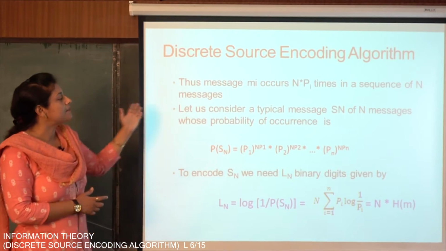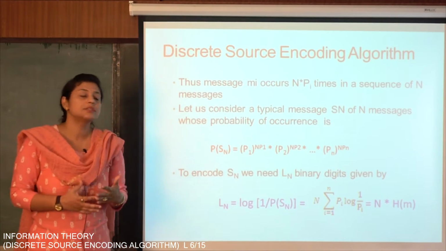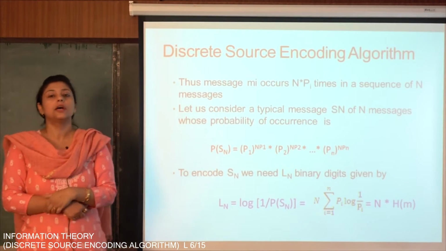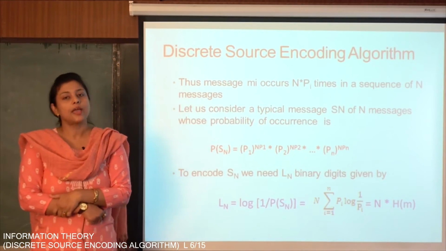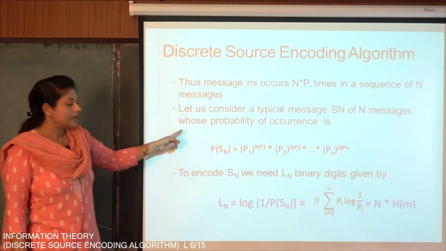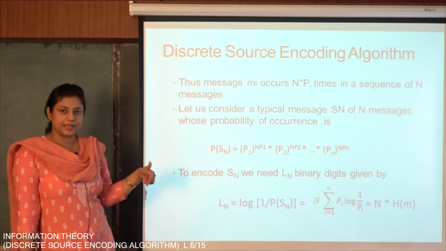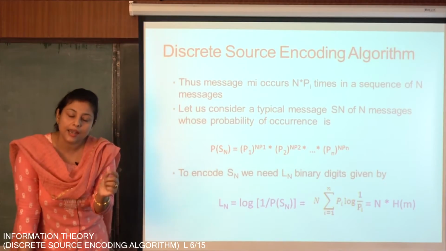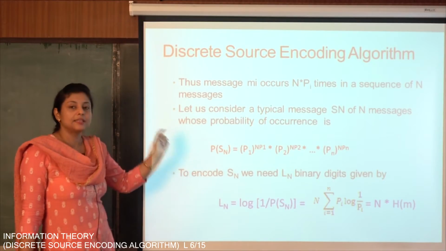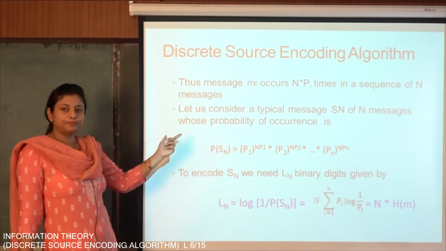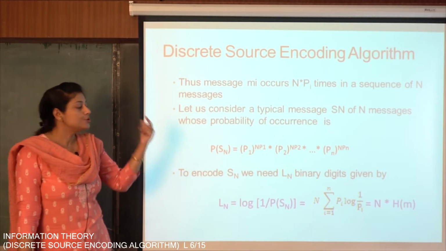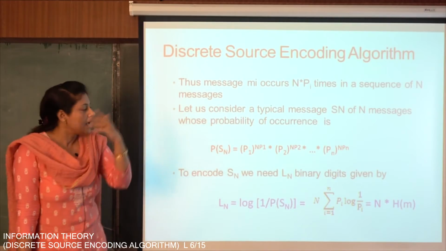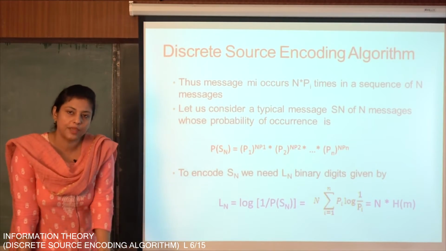Now let us consider a typical message sequence Sn, which consists of capital N number of messages, and we have to calculate the probability of occurrence of this particular sequence Sn. Let us see how. So we can write P of Sn as P1 to the power N P1, multiplied by P2 to the power N P2, multiplied by P3 to the power N P3, and so on up to Pn whole to the power N Pn.